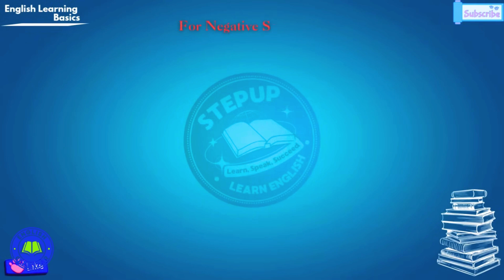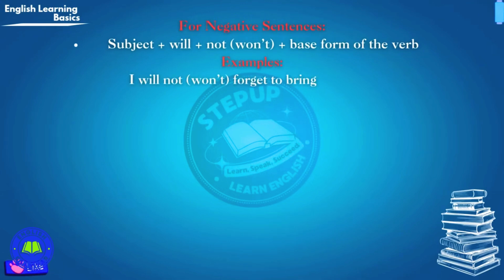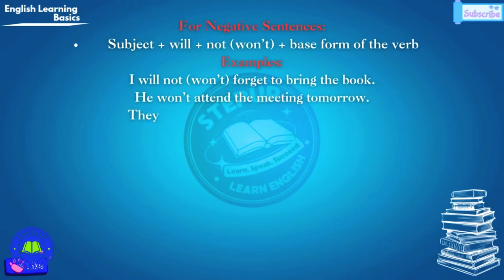For negative sentences: subject plus will plus not, won't, plus base form of the verb. Examples: I will not, won't forget to bring the book. He won't attend the meeting tomorrow. They won't participate in the competition. She won't go to the concert.